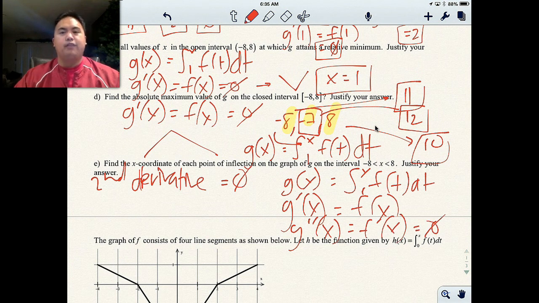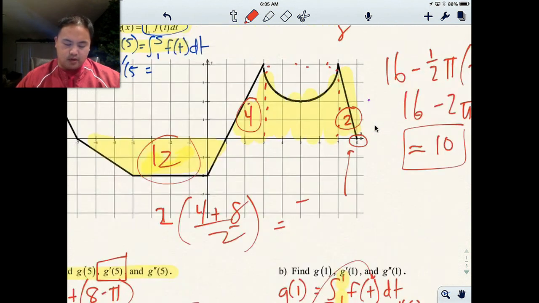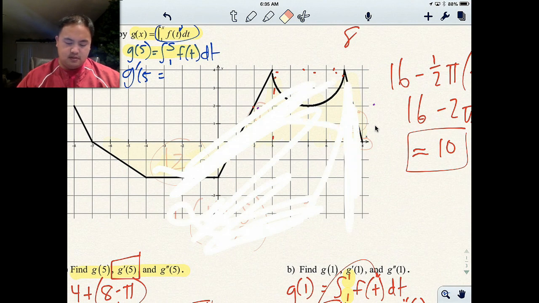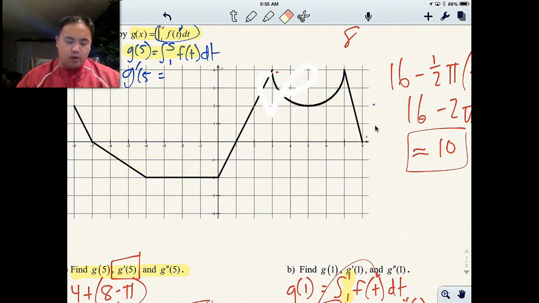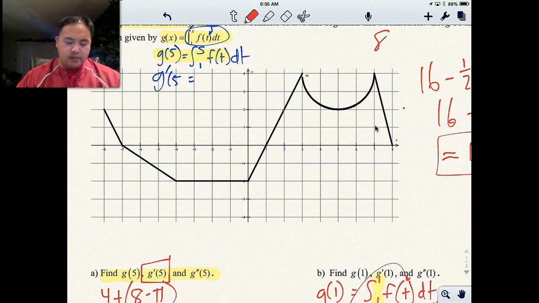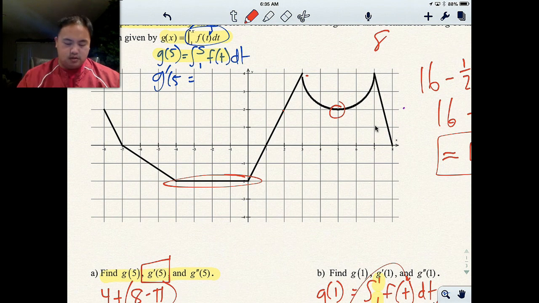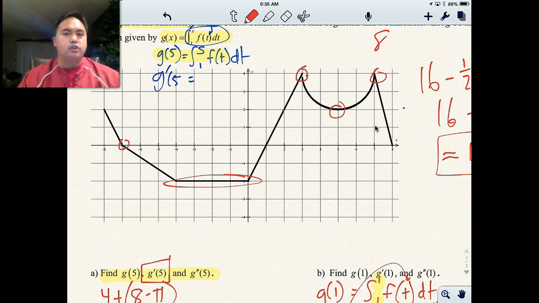So basically, I'm trying to find where in this graph is my slope equal to 0. So let's go back to my graph. Let me erase all this mess. Okay. I'm trying to find where is my slope equal to 0. I've got a slope equal to 0 here. I got a slope equal to 0 here. Oh, sorry. Also, inflection points can happen when the derivative doesn't exist, which happens here, here, and here because they're corners. If you remember, corners or these sharp turns also count.